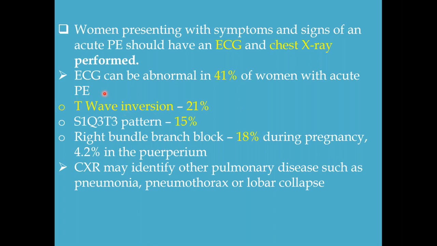February 2020. The most common ECG change is T wave inversion, at 21%, and also S1, Q3, T3 pattern is about 15%, and right bundle branch block is about 18%. It's about ECG change in case of PE, and chest X-ray may identify other pulmonary diseases such as pneumonia, pneumothorax, or lobar collapse. This is to differentiate other causes of chest pain or dyspnea like pneumonia, pneumothorax, or lobar collapse.